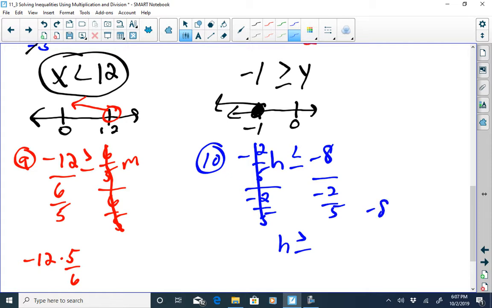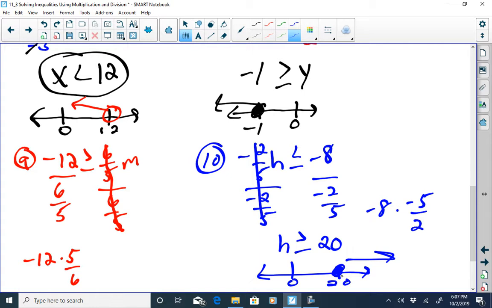Well, let's do that over here. Negative 8 times negative 5 over 2. We reciprocate and multiply. That becomes positive 40. Positive 40 divided by 2 is going to be positive 20. All right, let's check the solution here. We have 0. We have 20 to the right of 0. Closed circle, arrow's going to go to the right.